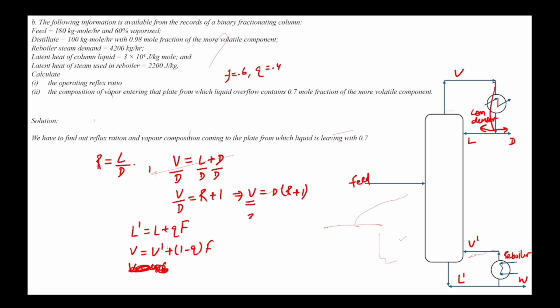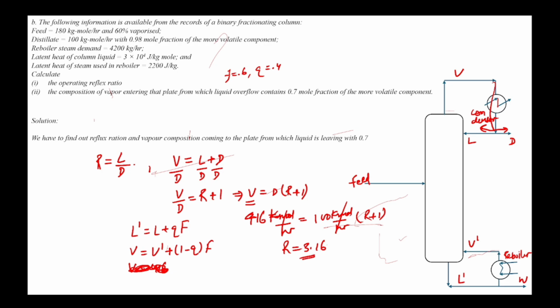Putting 416 kilomole per hour equal to D, which is 100 kilomole per hour, R plus 1. Kilomole per hour cancels out. So R will become 3.16. Okay, now the second part.